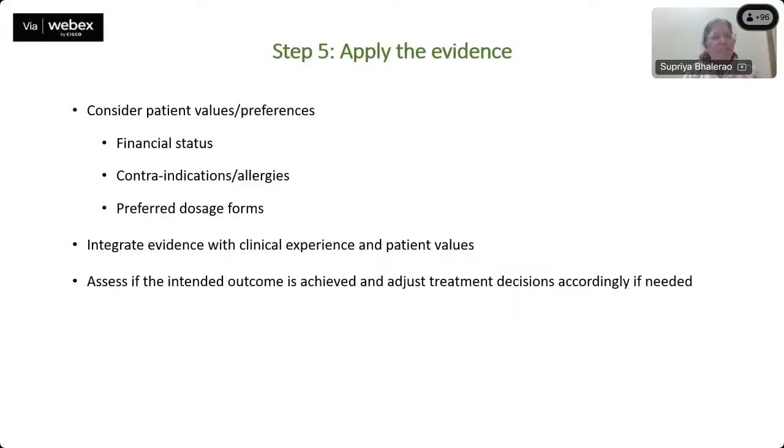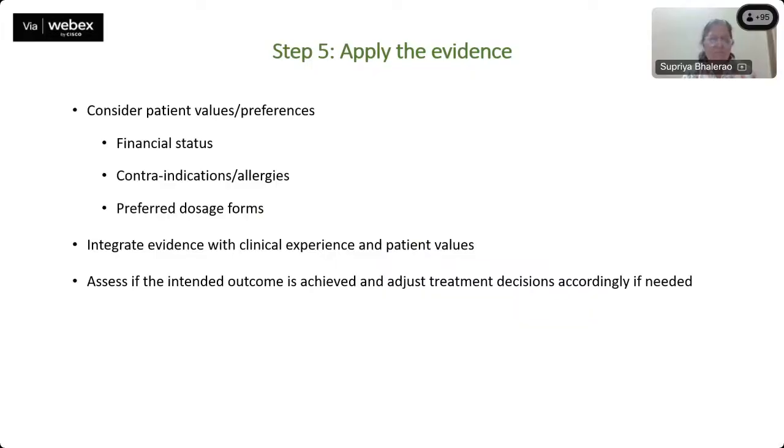And lastly, you will apply the evidence, where the role of patient values and preferences comes in. So you will consider whether the patient is financially sound enough to go for this treatment. My package is of 7,000 rupees, but whether the patient sitting in front of you is able to pay this 7,000 rupees. Contraindications and allergies: whether the patient has any of these for the medicine which you are prescribing.